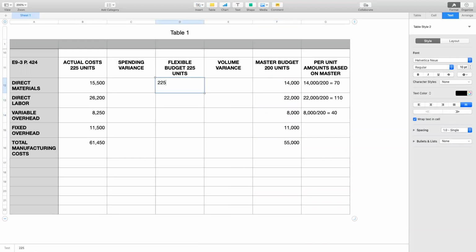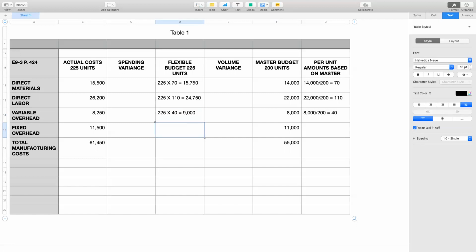So 225 times 70 is $15,750, right? And let's come down here now. 225 times 110 is $24,750. And 225 times 40 is, where are we? 9,000. And we're still going to assume fixed cost of 11,000. So the flexible budget, if I add all those numbers together, comes out to 60,500.